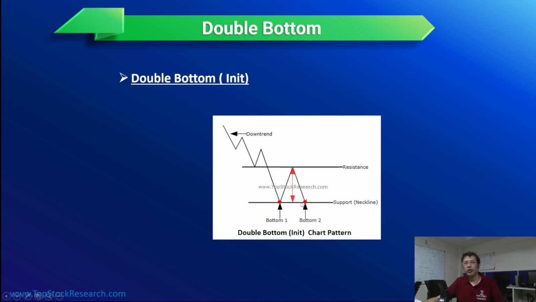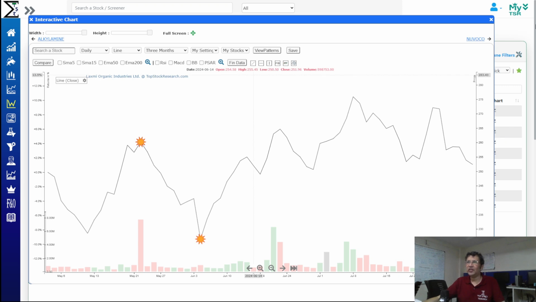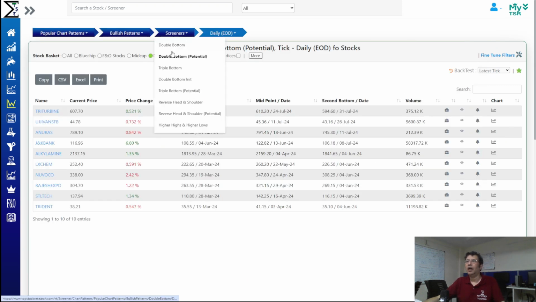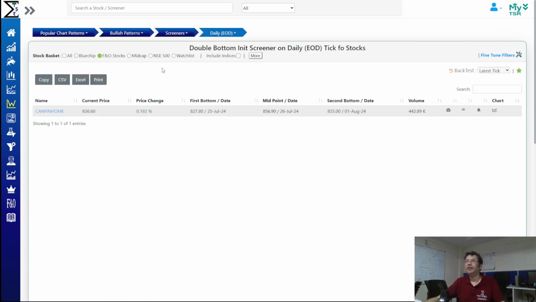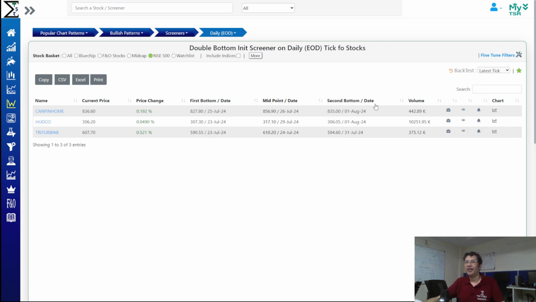So for people who use purely trend lines and support resistance, they see that the base is getting formed and it's likely to go higher. So we give an indication the moment it's retracing from this level. Let's look at the screener for this one. Screener is double bottom init. Let's go to NSE 500. You see that there are 3 stocks which are coming.